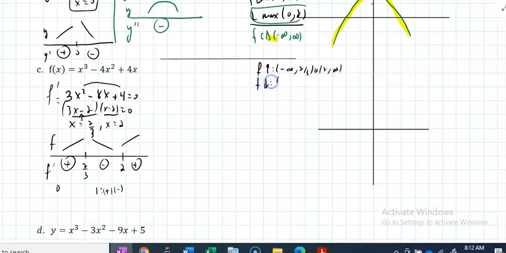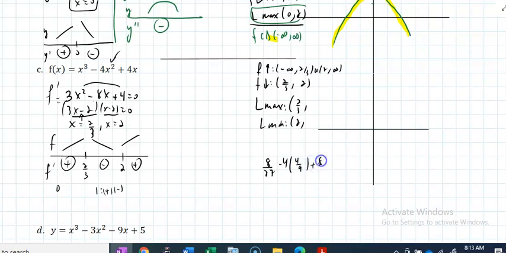F is decreasing from 2/3 to 2. We have a local max, and that's crucial, at 2/3, and we have a local min at 2. So max at 2/3, I could use my scientific calculator and figure that out, or I could plug it in. 2/3, that is 8/27 minus 4 times 2/3 squared, which is 4 over 9, plus 4 times 2/3, which is 8/3. So that is 8 over 27 minus 16 over 9 plus 8 over 3.